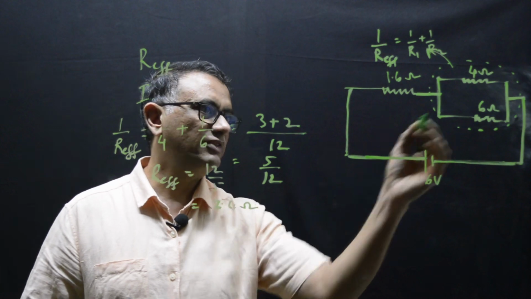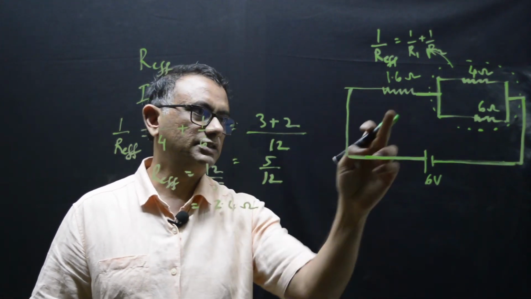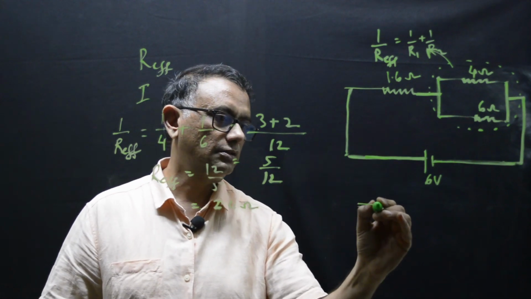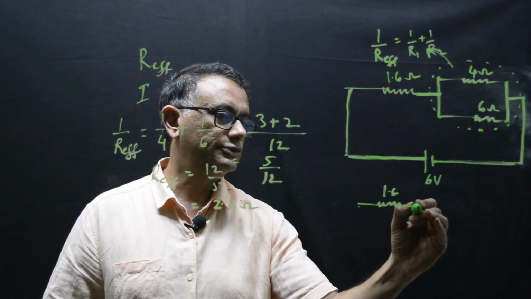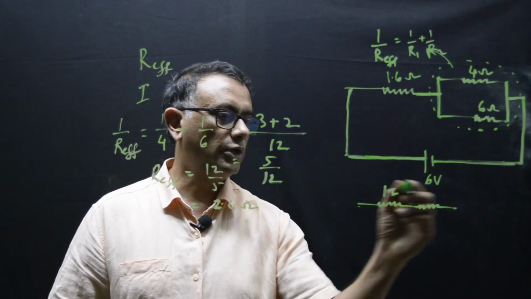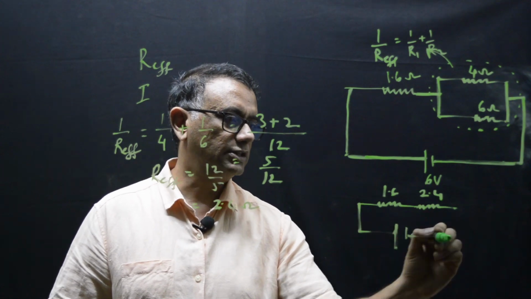That is the resultant simplified circuit, because we are saying that the entire thing is to simplify the circuit. So we have 1.6 out here, and both of these have collapsed to a 2.4 ohm resistance, and then we have the 6-volt battery.